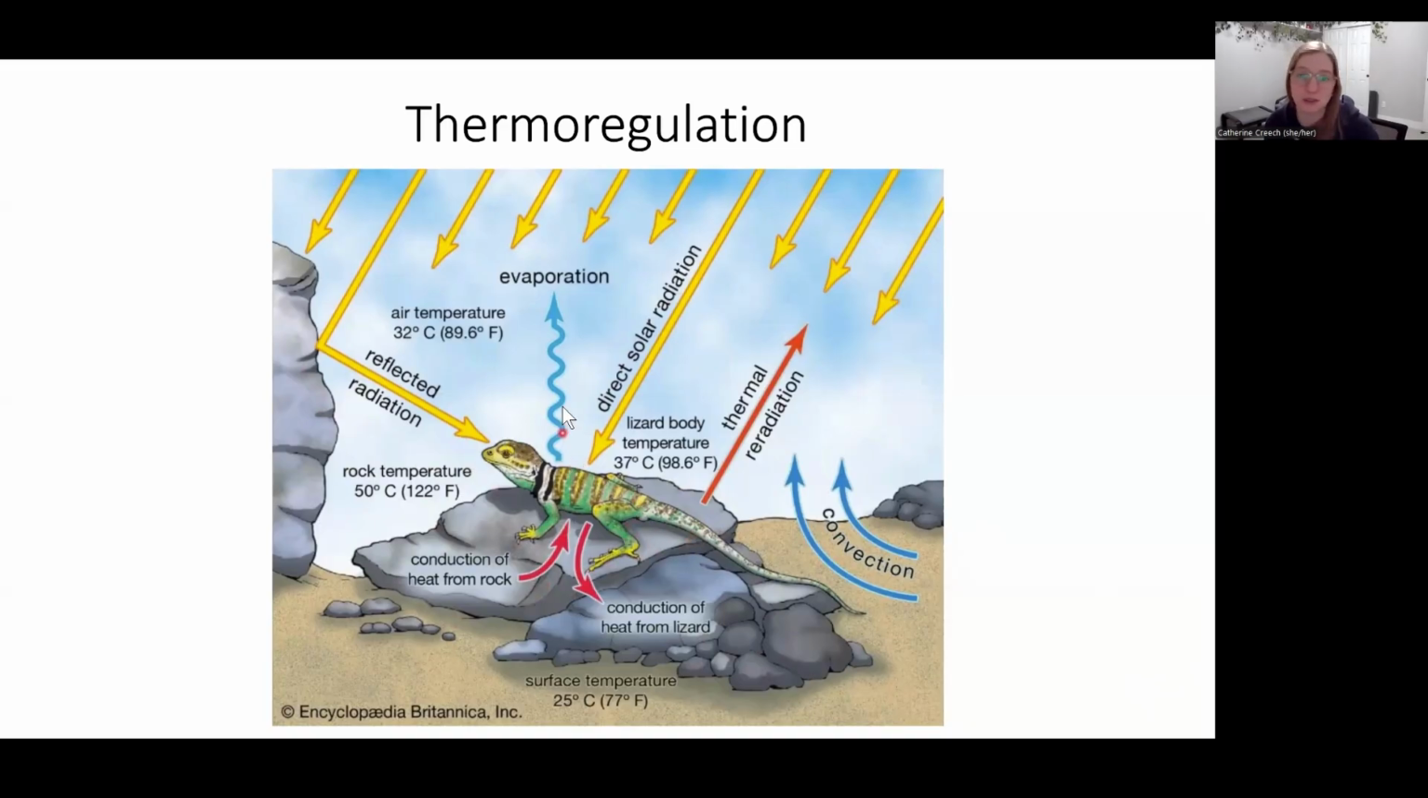It's also going to be losing heat through evaporation. And if there's a cool breeze, it'll be cooling because of convection. But if the breeze is warm, maybe it'll be heating because of convection. So this lizard will bask when it needs to be warmer, and then it will move into the shade when it needs to be colder. So it will regulate its behavior to help regulate its body temperature.